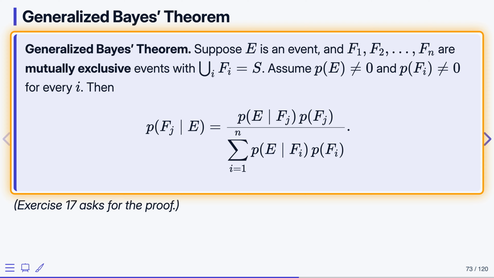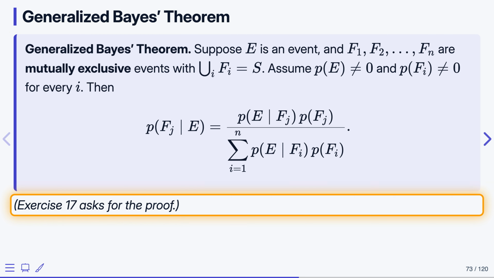The top is the likelihood for Fj times its prior. The bottom is the sum of that product over all the cases. Again, the bottom is just the total chance of the evidence. The proof is left as an exercise.